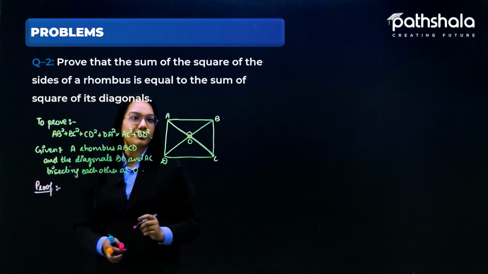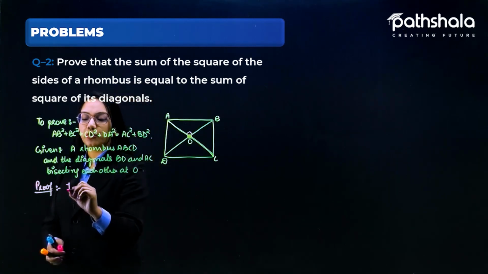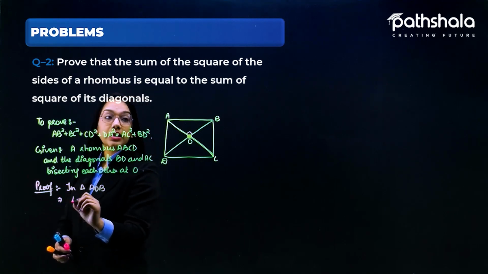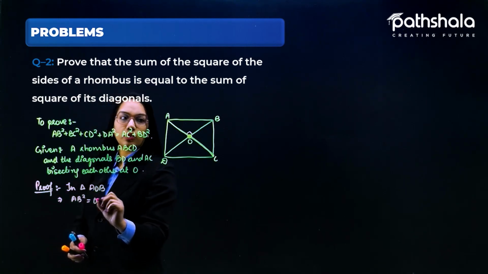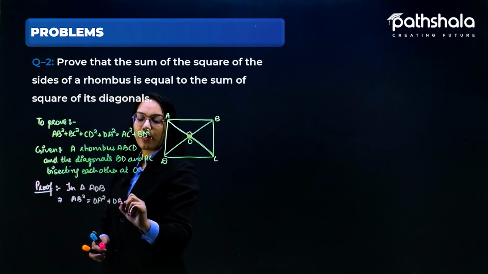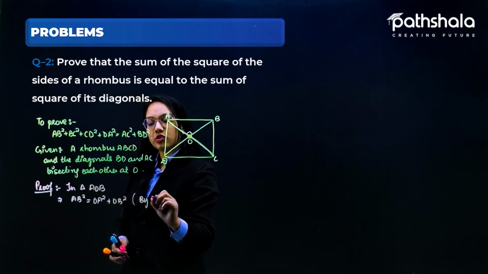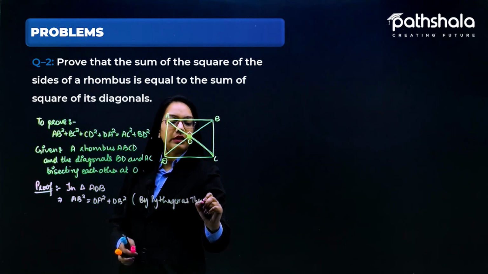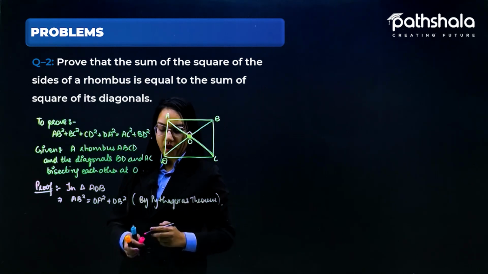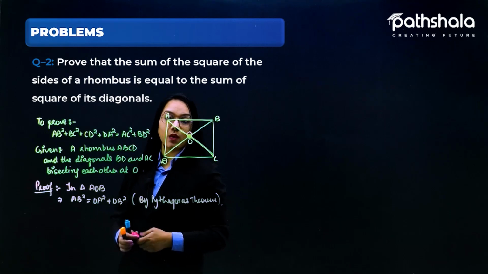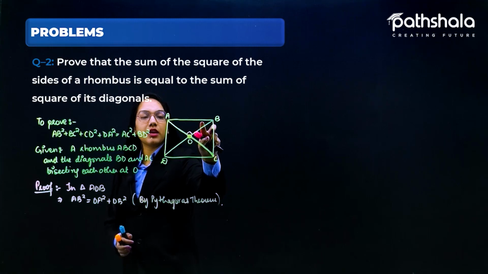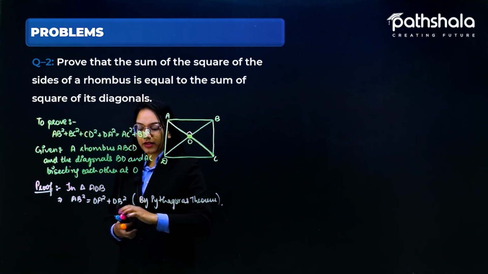As you can see, in triangle AOB, what can we say? AB square is equal to OA square plus OB square, by the Pythagoras theorem. The Pythagoras theorem says that the square of the hypotenuse is equal to the sum of the squares of the other two sides. So this is my hypotenuse, and AB square is equal to OA square plus OB square, which we can write by the Pythagoras theorem.